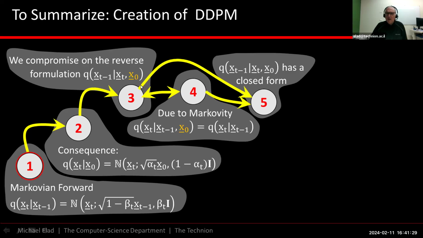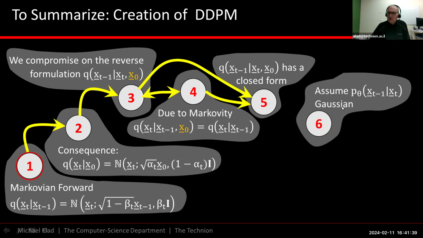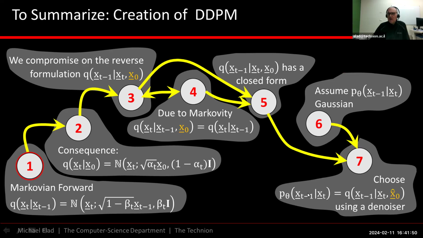With 4 and 3, we eventually got an expression for this conditional, the reverse conditional. And then we stopped for a minute and said, p theta, let's assume that you are Gaussian. And then with the assumption that it is Gaussian, step number 6, and with the closed form expression that q has here, we merged forces and came up with p theta eventually. And p theta is basically the very same q with one change. Replace x0 with x0 hat, and this is DDPM. Okay? Questions so far?